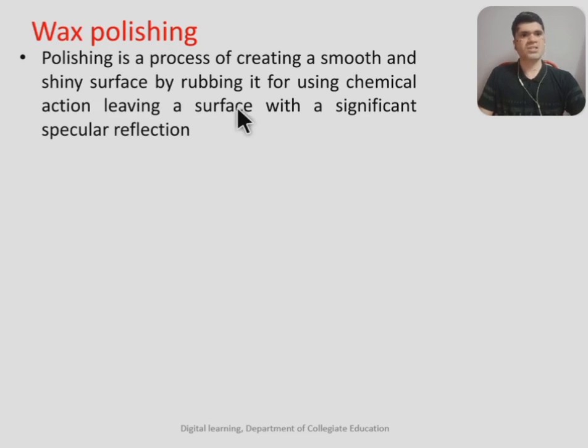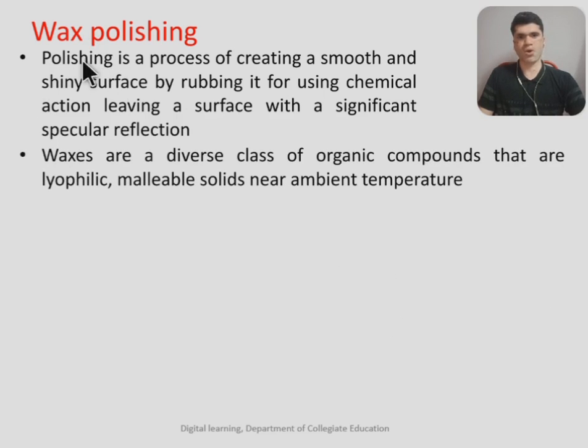Polishing is a process of creating a smooth and shiny surface by rubbing it or using chemical action, leaving a surface with a significant specular reflection. So that means in case of polishing we will be rubbing the surface to create a shiny surface. So this is called polishing.